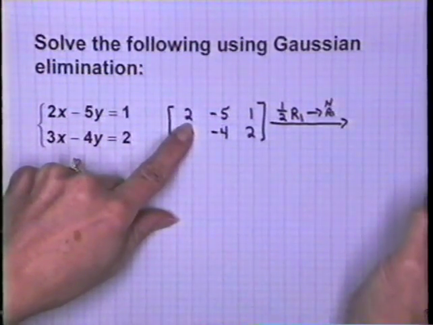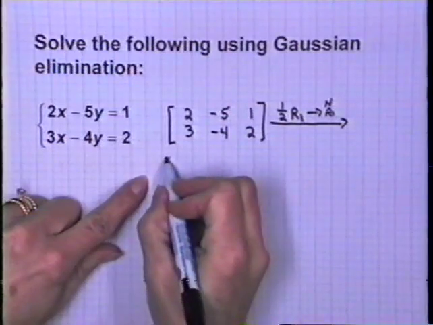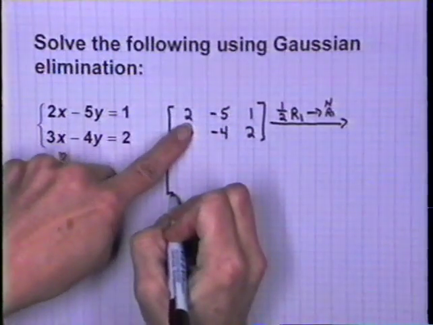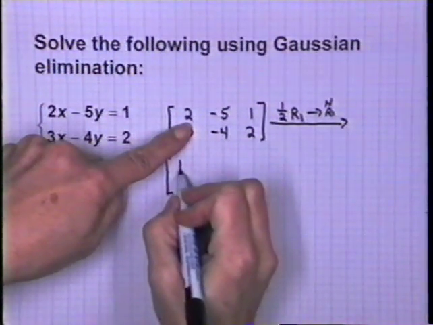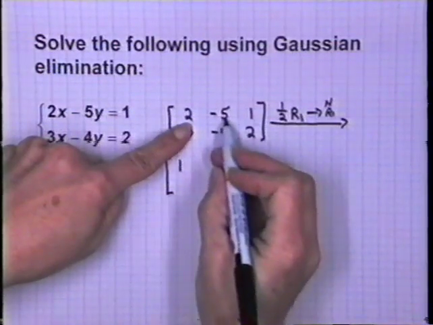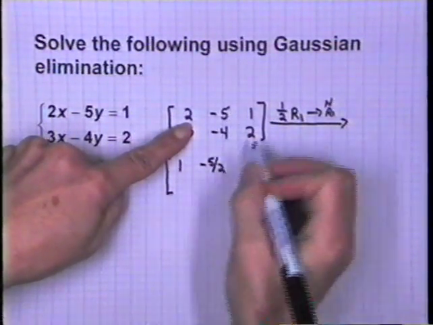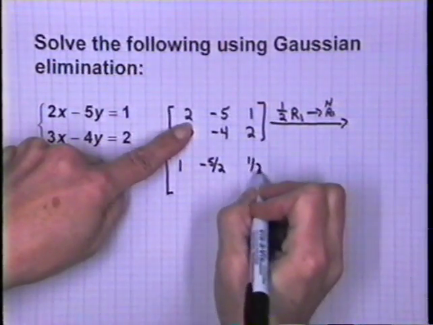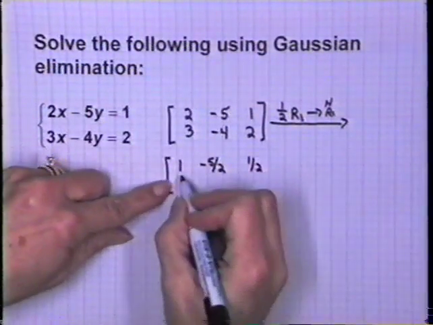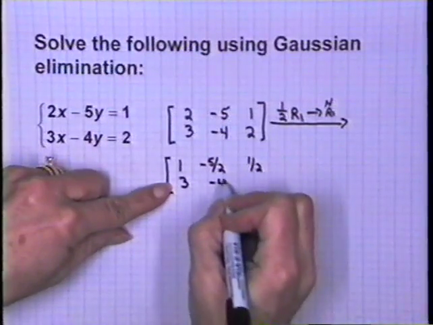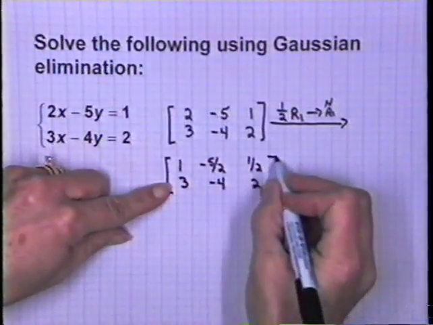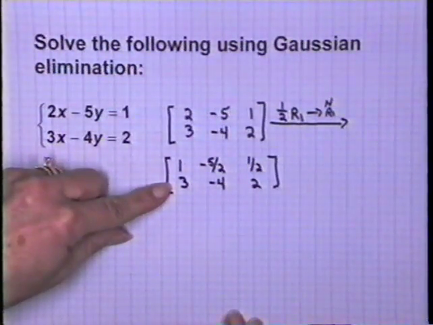So notice here we're changing only row 1. If I multiply 1/2 times 2, I get a 1. 1/2 times negative 5 gives me negative 5/2. 1/2 times 1 is 1/2. I'm just going to recopy these numbers in my second row. But notice what I've accomplished.